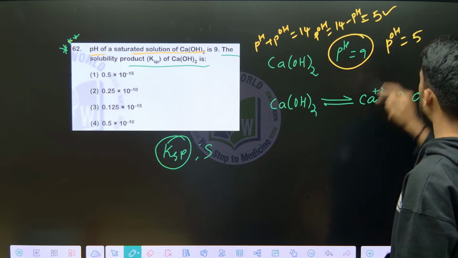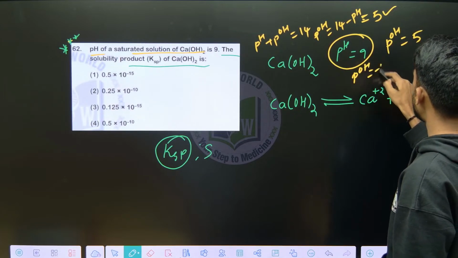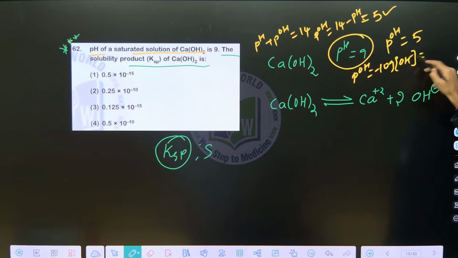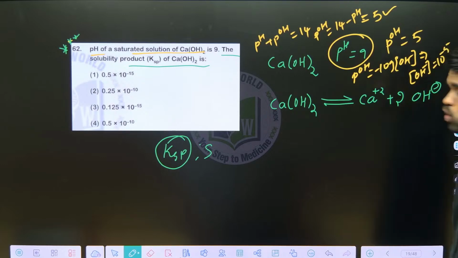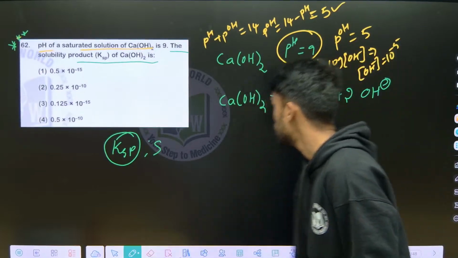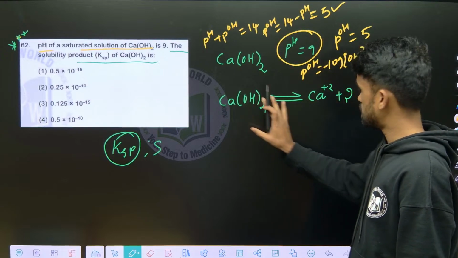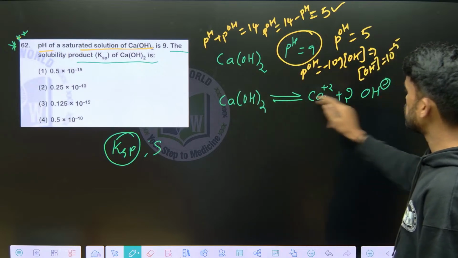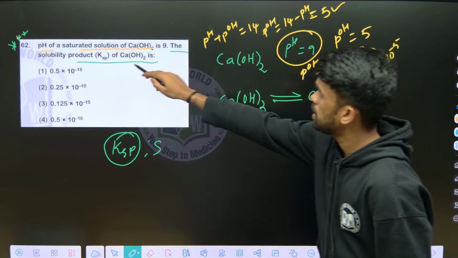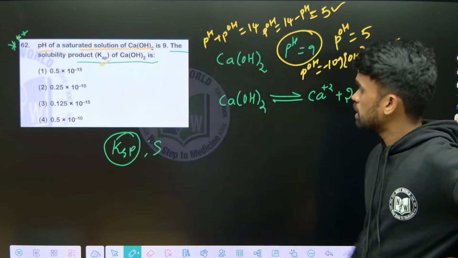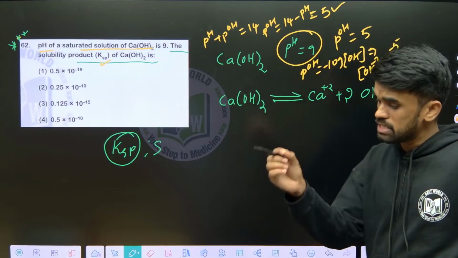If pOH is 5, we know pOH equals minus log of the concentration of OH minus. So we get the OH minus concentration as 10 power minus 5. I hope it is clear. There is no confusion here. Okay, now look here. Initially we have a basic compound which dissociates like this. Now when I am talking about the solubility product Ksp of this compound, I should talk about the saturated solution.